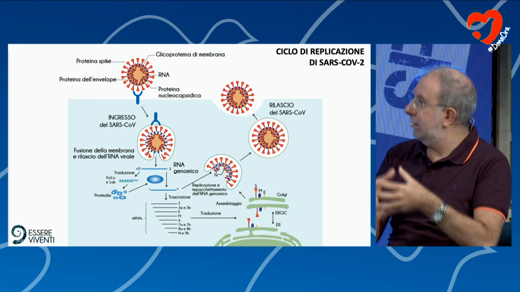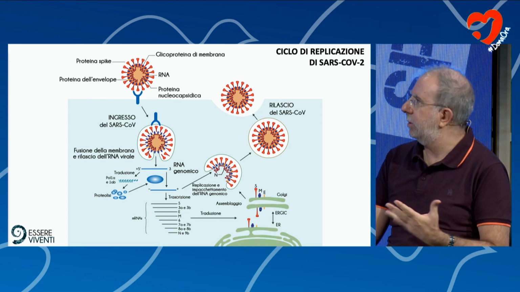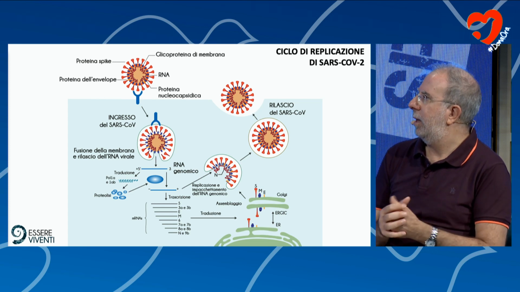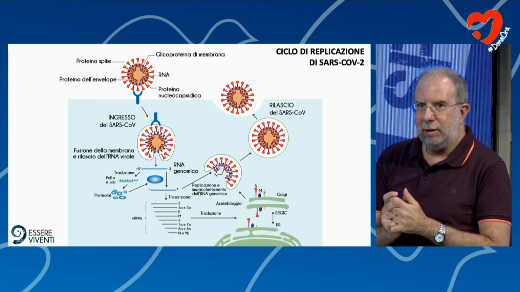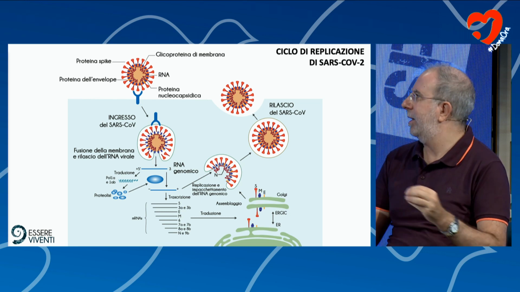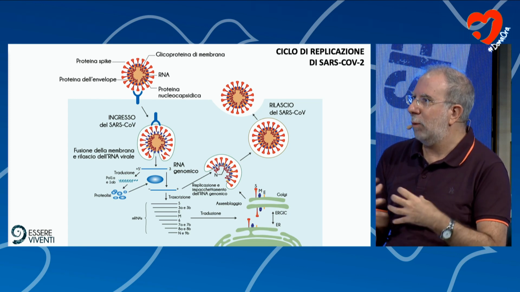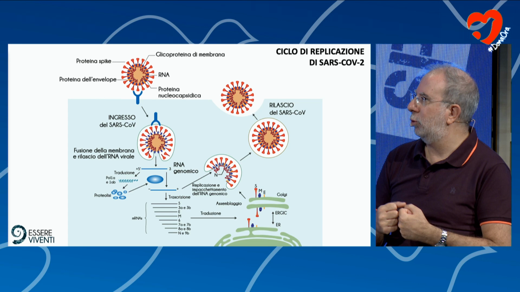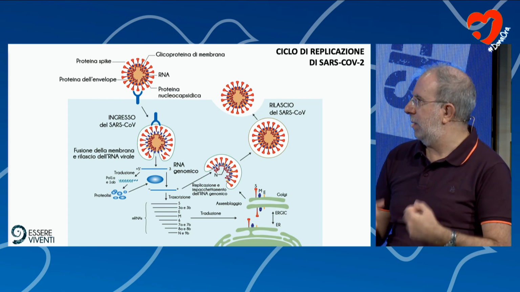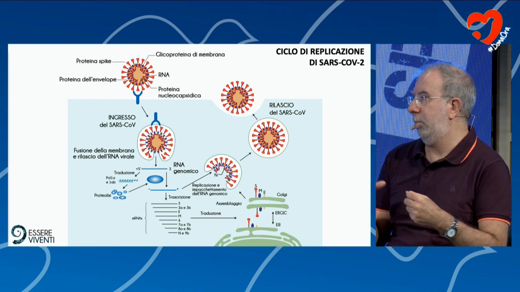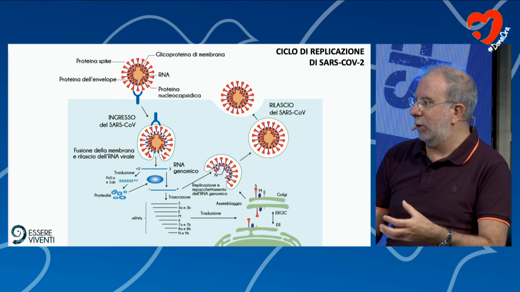Then there's several mechanisms whereby the virus enters the cell and releases its genome. In this case, for example, this genome is released into the cytoplasm. This is an RNA genome with positive polarity, and so it copies like a cell messenger RNA. Therefore, the virus deceives the cell, making it believe that the genome is its own.